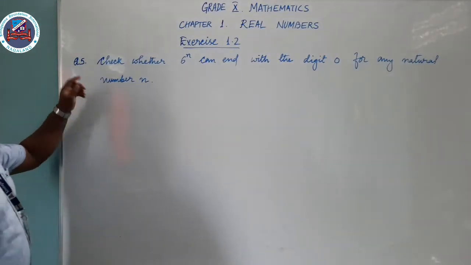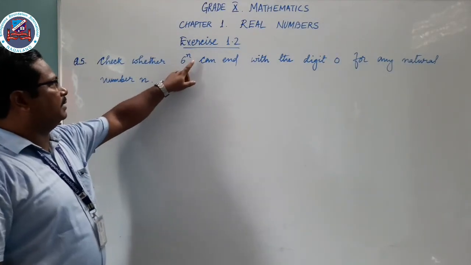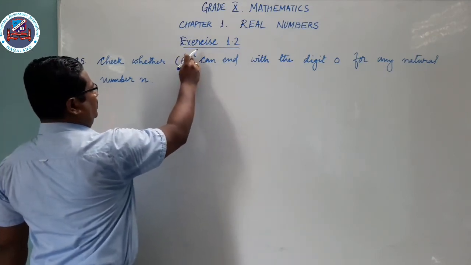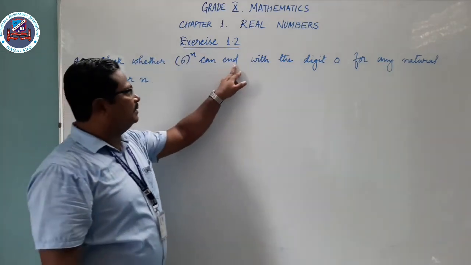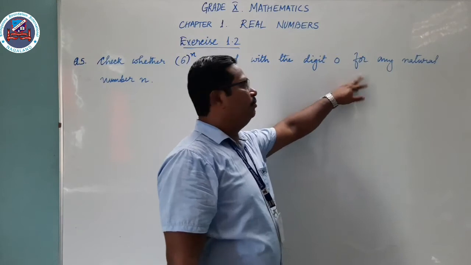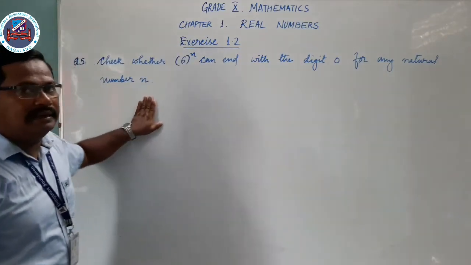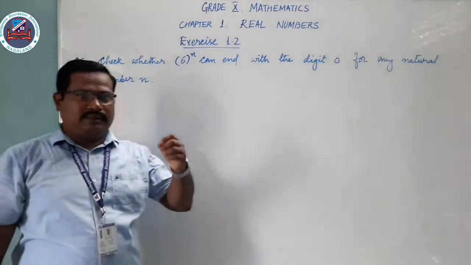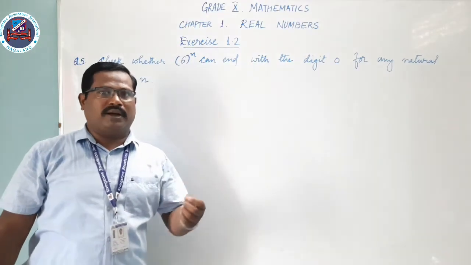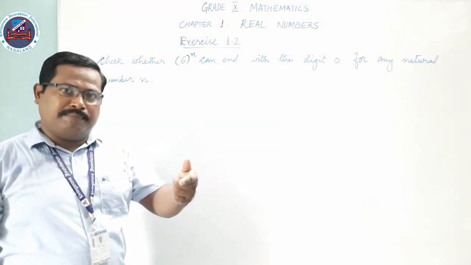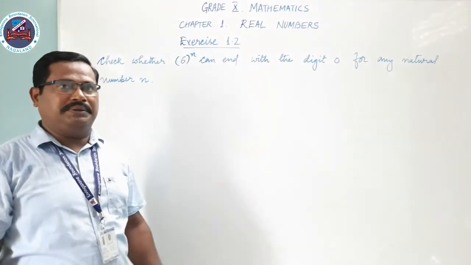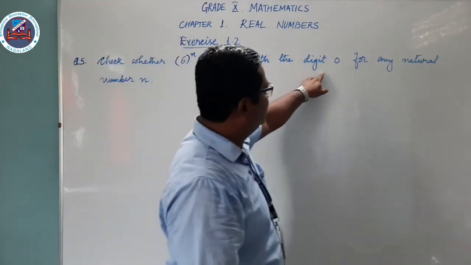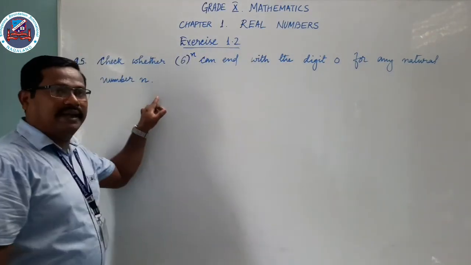Question number 5. Check whether 6 to the power n can end with the digit 0 for any natural number n. So here what you have to know is that if the base quantity 6 can be expressed as a product of its prime factors and that includes 5, which you have to remember, then that number will end with digit 0 for any natural number n.